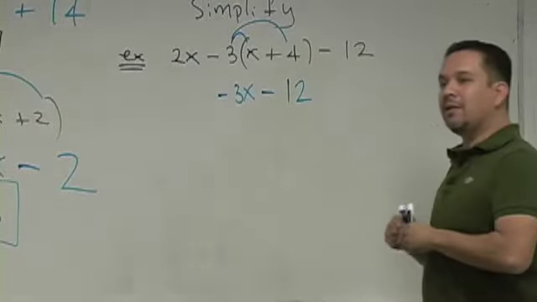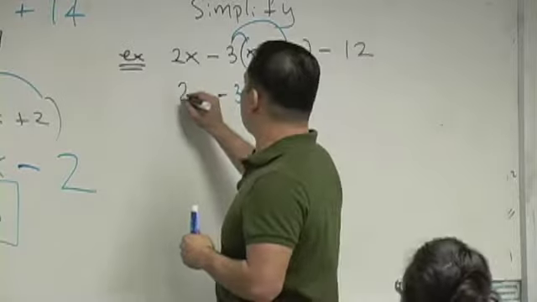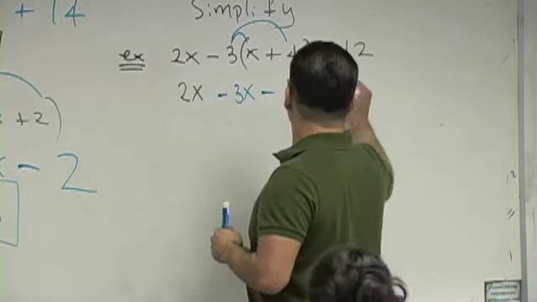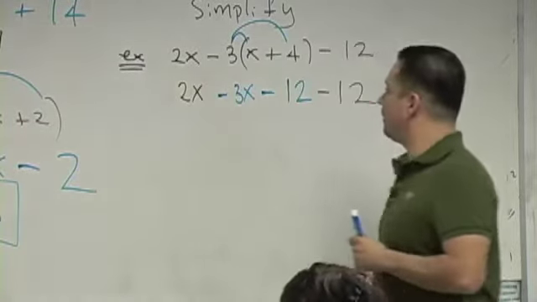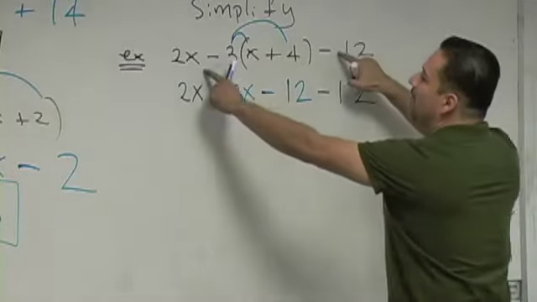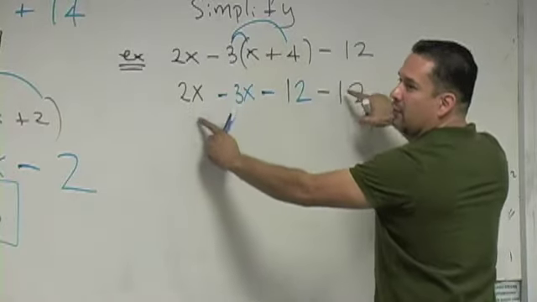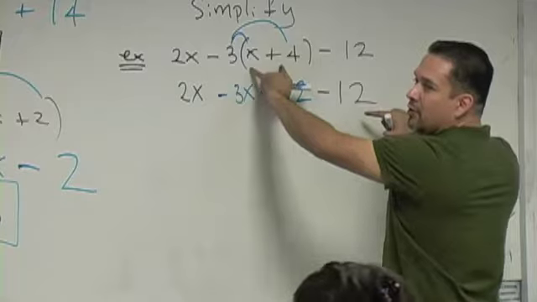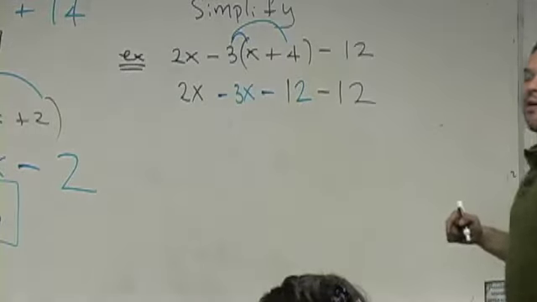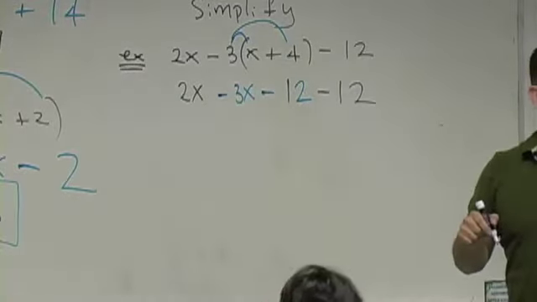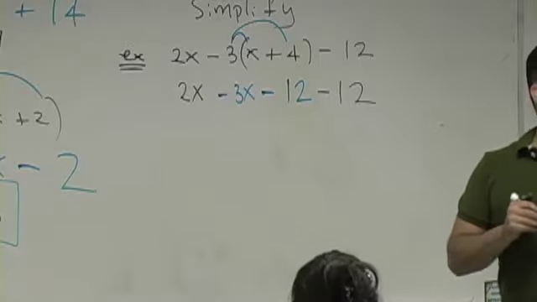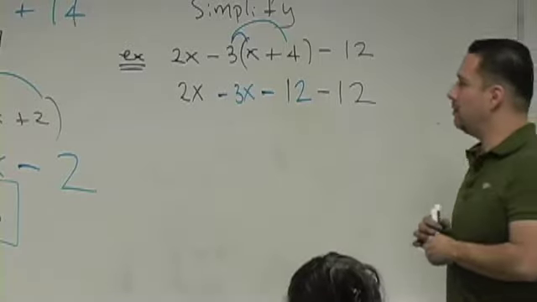Now, we didn't do anything with these other terms. There's still a 2x there. There's still a minus 12 there. Okay, we just brought them down. You guys okay with that? What's in blue is the application of your distributive property. So what happens now? What do you do with this? Combine your like terms? Okay, let's see.